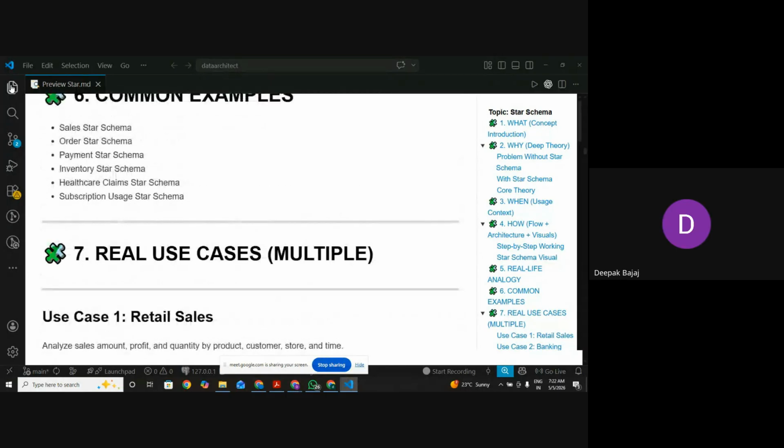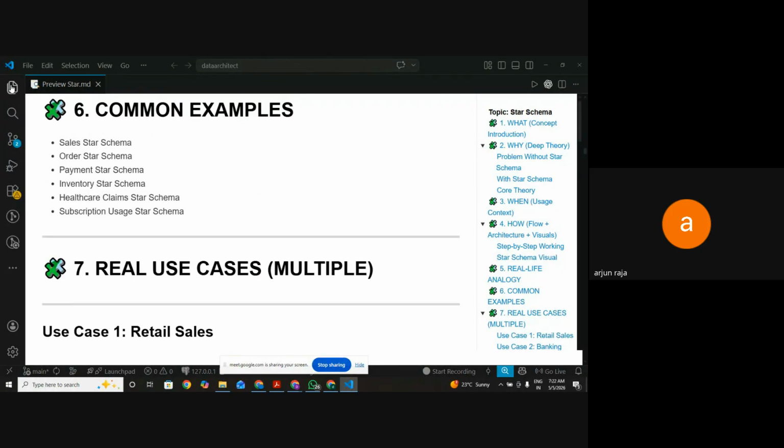You want to check or we can move ahead? Common example star schema: order star schema, payment star schema, inventory, healthcare star schema, health claim star schema.